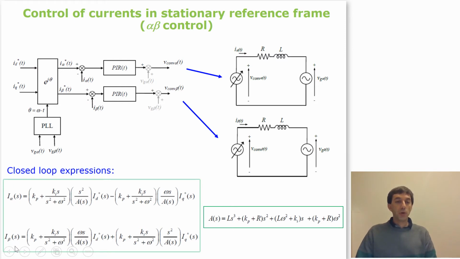And for the beta component of the current, we have something which is very symmetrical, because here we can see that these two terms are equal. There is only one minus of difference between them. And here, these other two terms are equal.